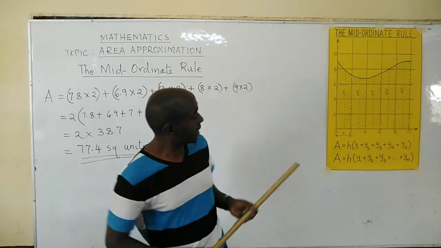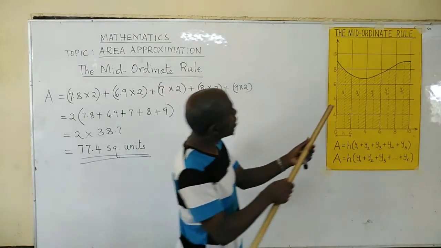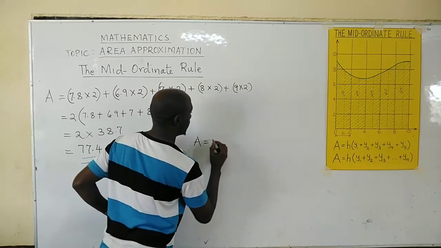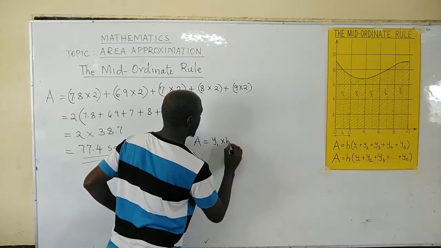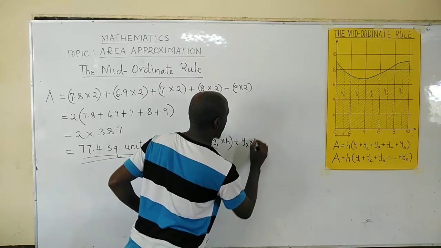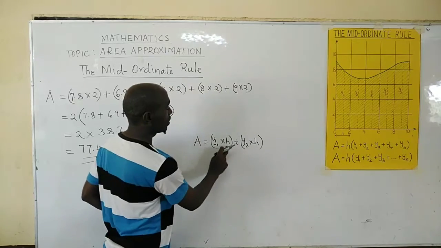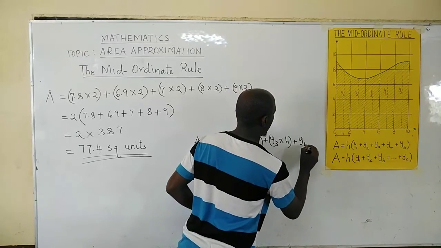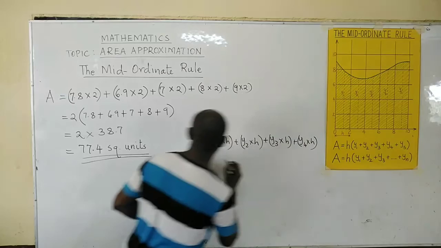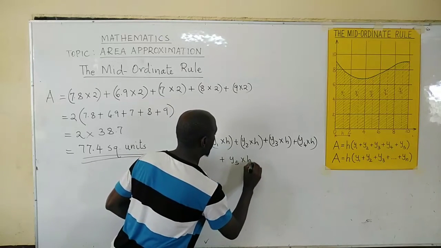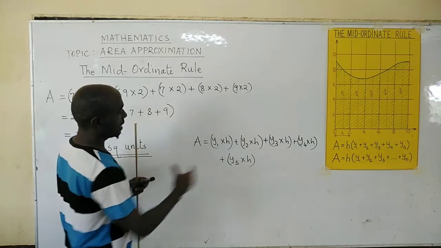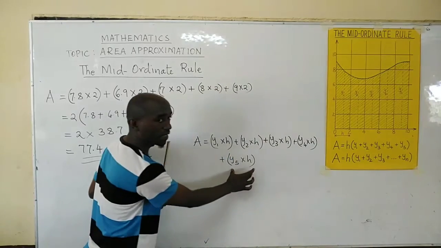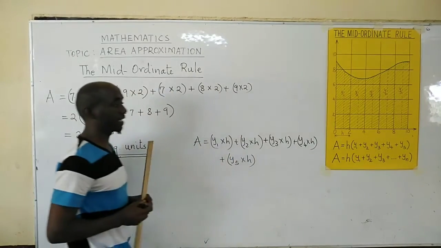So we shall have area equals, the first one, y1 times h plus y2 times h, length times width, plus y3 times h plus y4 times h plus y5 times h. That is the area of the first rectangle, the second rectangle, the third, the fourth, then the fifth rectangle. In our case here we have 5 rectangles.